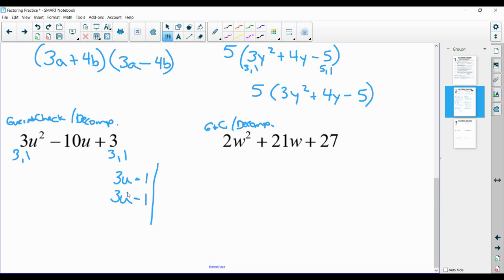But I need to check to see if this works. When we're multiplying out our brackets, we never multiply within the brackets, we multiply across. So 3u times negative 1 is negative 3u.